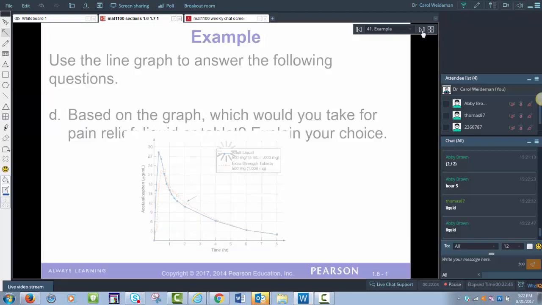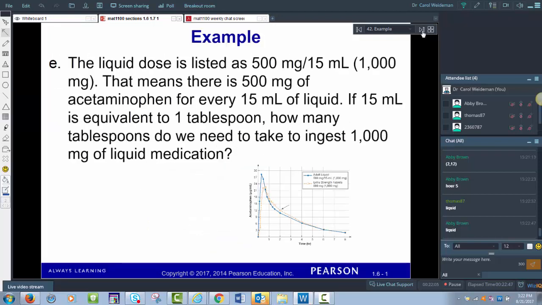And then I think I have one more question. The liquid dose is listed as 500 milligrams per 15 milliliters. That means there is 500 milligrams of acetaminophen for every 15 ml. If 15 ml is equivalent to 1 tablespoon, how many tablespoons would we have to take in order to get that 1,000 milligrams?